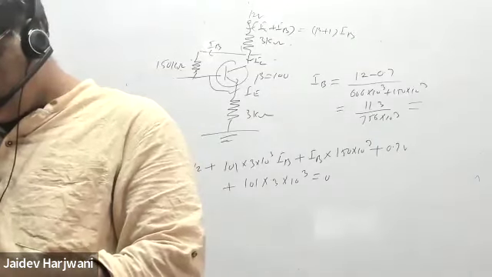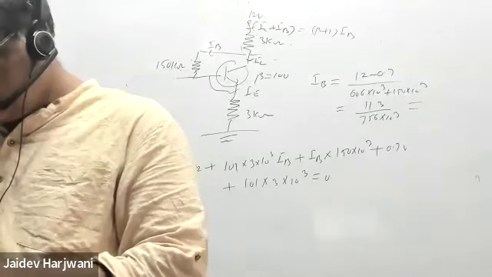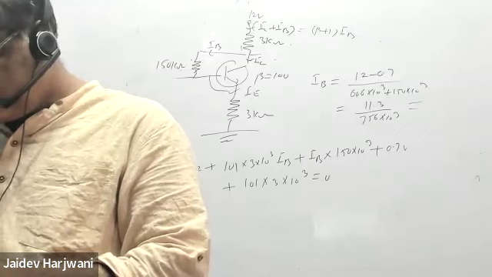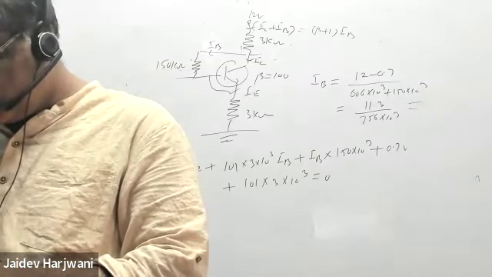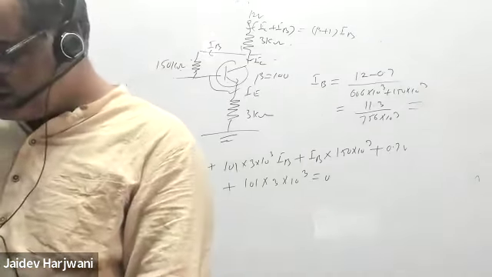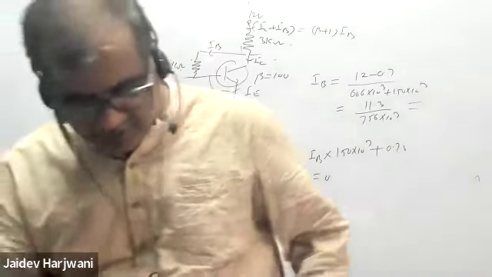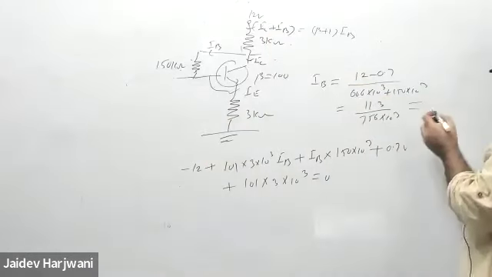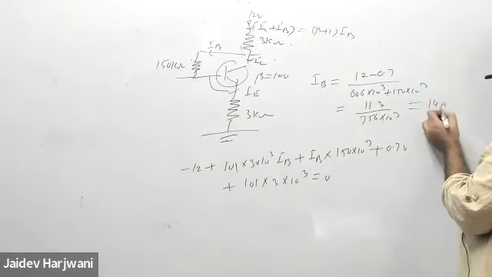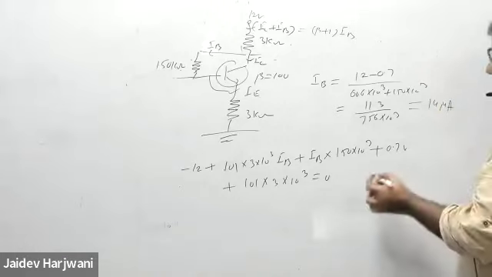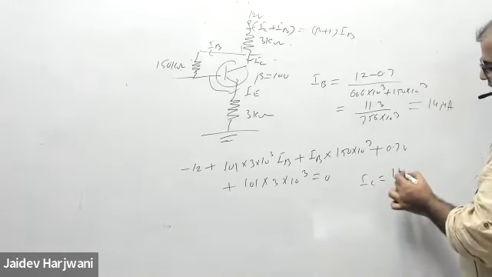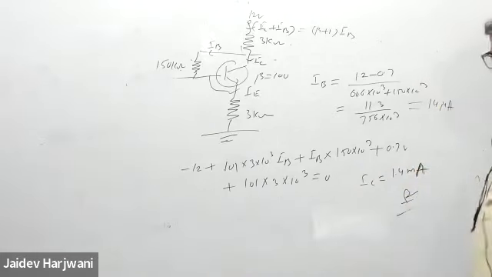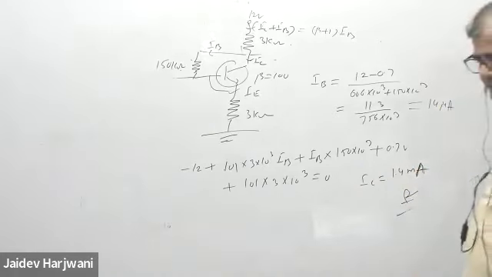Sir, 14 microamp है. 14. How 14? Okay, 14. ठीक है, जो भी है 14 माइक्रो एम्पियर आ रहा है. Anyone else? किसी और का आ रहा है क्या? 14 माइक्रो एम्प्स है. Yes, sir, it's 14. So IC will be how much? 1.4 milliamps. IC. Okay.